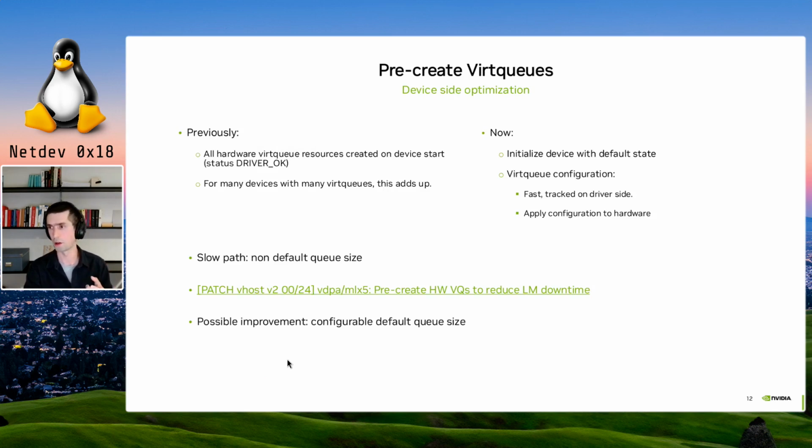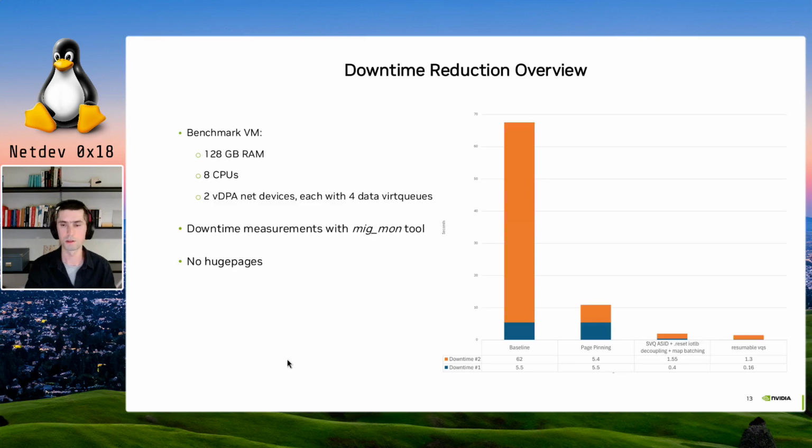Then pre-creation of hardware work queues. This is on the destination side, where we create them at vDPA device add time, and we save some additional hundreds of milliseconds per device. So let's look at the interesting part, the numbers. We have here a VM with 128 gigs of RAM, 8 CPUs, 2 vDPA devices with 4 data work queues, so not so many.